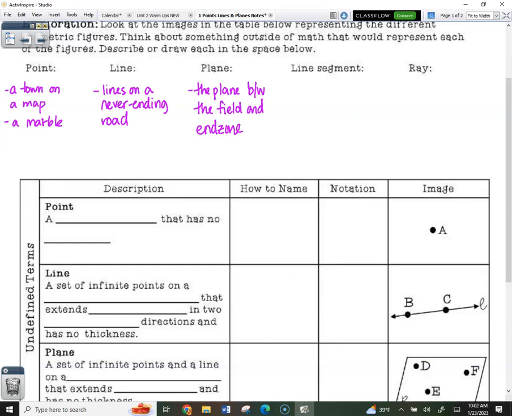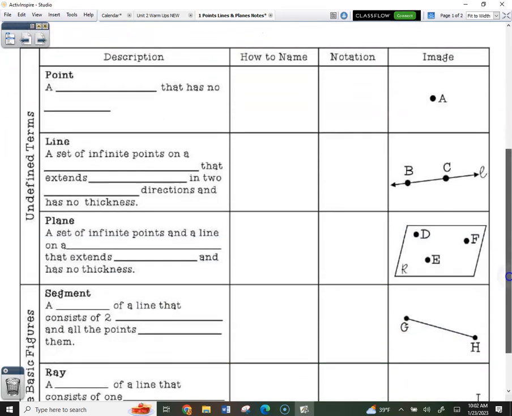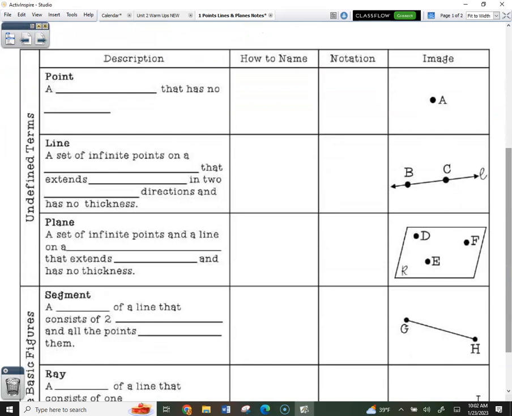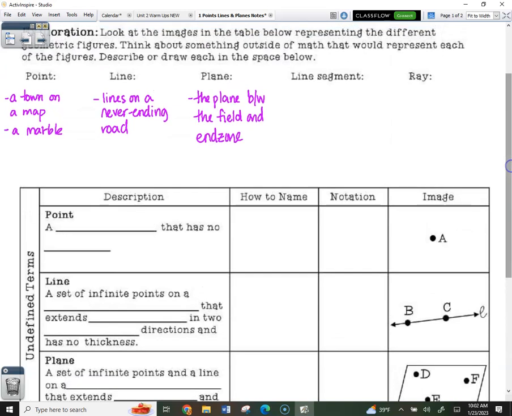All right, line segment. Look at line segment. What's the difference? Notice the arrows on a line on each end, and then a segment. There's a start and there's a stop. So what's an example in everyday life of a line segment?